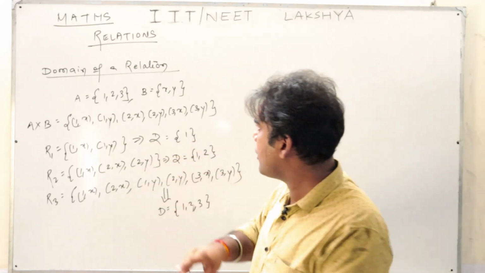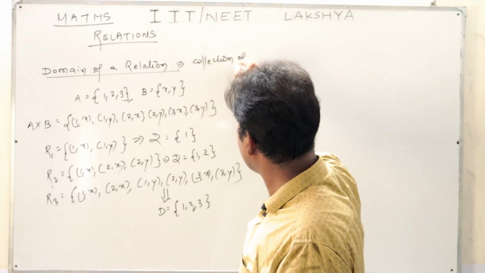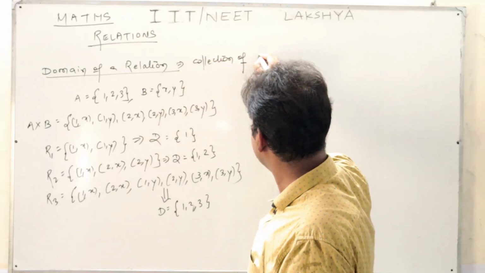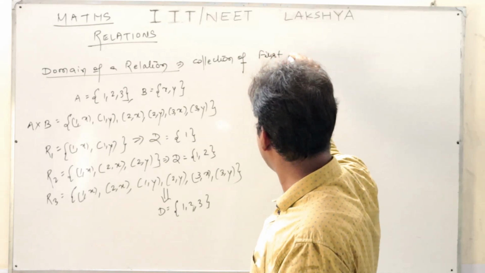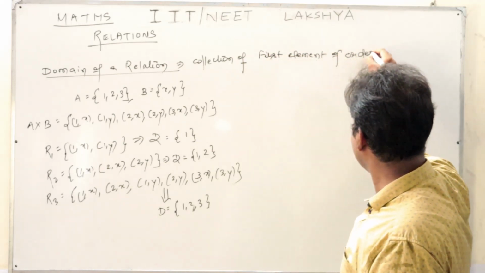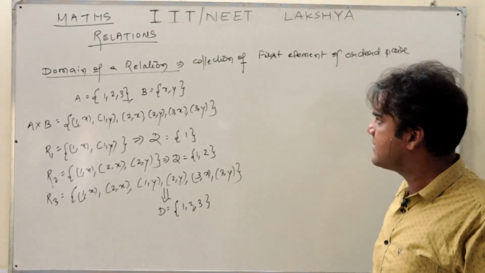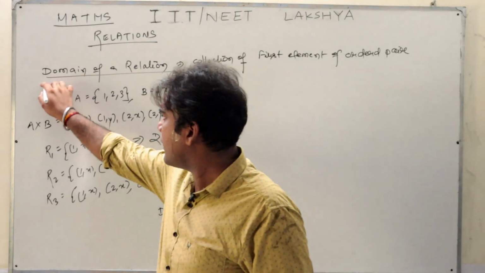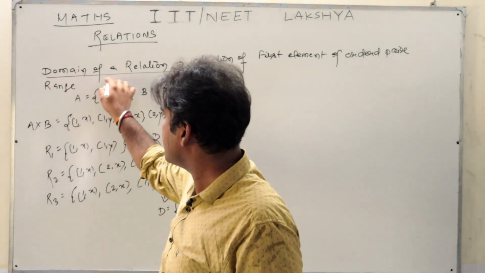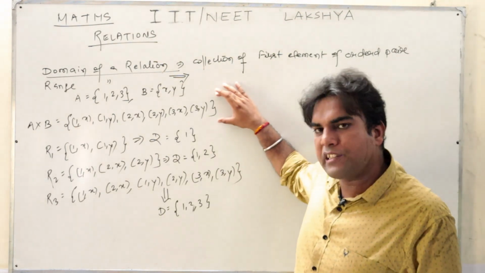Domain means the collection of the first element of the ordered pair. Collection of first elements of ordered pairs. Similarly, you can define the range of a relation. See, this is your Cartesian product.